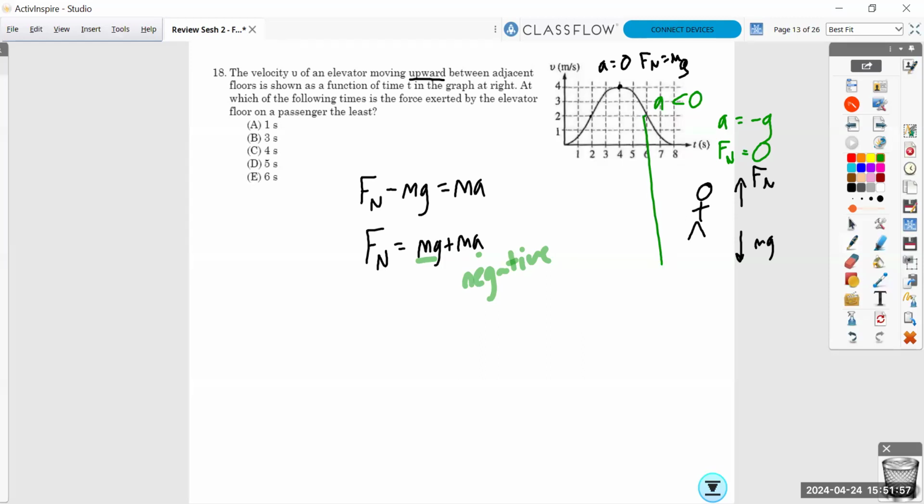But it's pretty specific that it's asking about the normal force from the floor, in which case the normal force from the floor would be nothing.